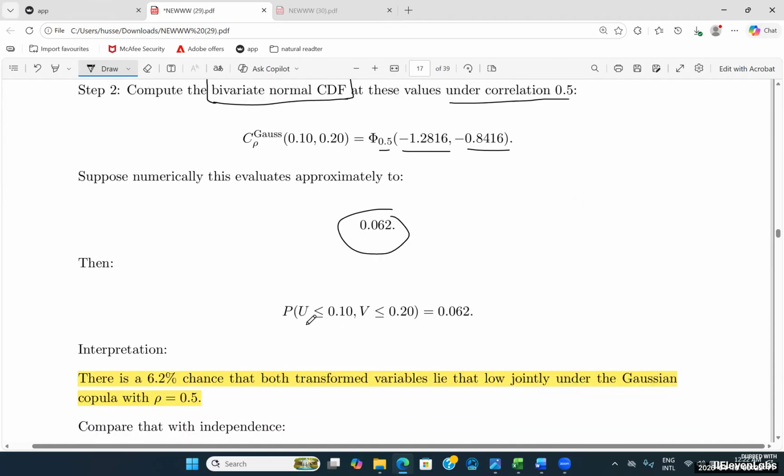So, the probability of observing X within its lowest 10% range and concurrently Y falling into its lowest 20%, specifically the lowest 20% of all possible values for Y occurring at the very same moment, is precisely 0.062. So, there is a 6.2% chance that both of these transformed variables, x and y, are jointly distributed following the Gaussian copula with a dependence parameter, or a Gaussian copula correlation, that is equal to 0.5.